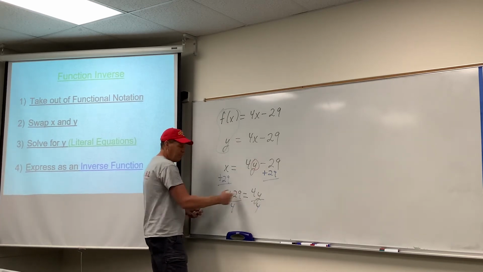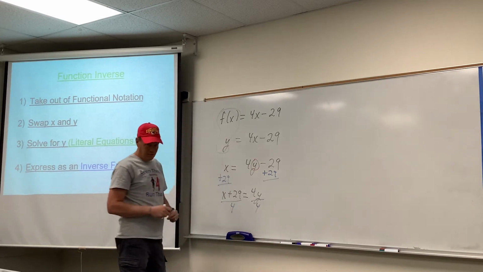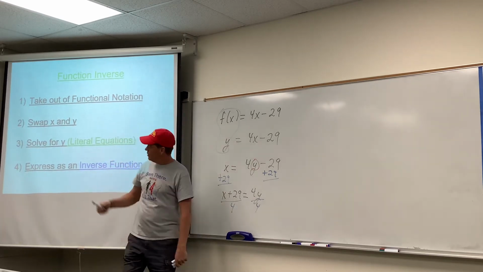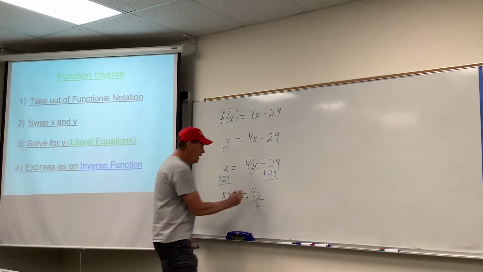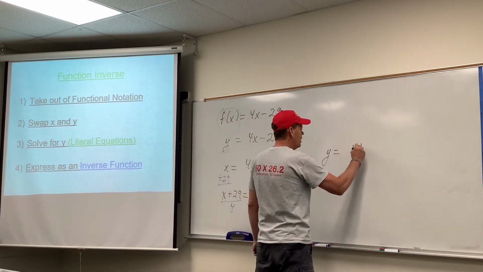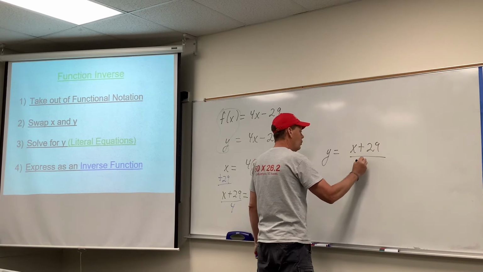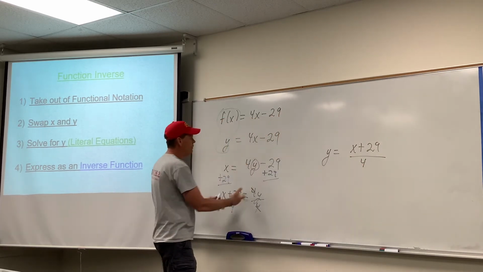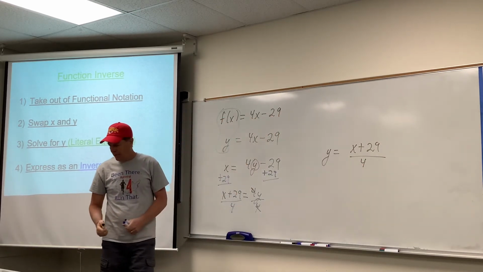And then you get rid of that multiplication with division. Those are called inverse operations. Inverse operations to create an inverse function. And y ends up equaling x plus 29 all over 4. This is assignment 15 where we isolate that particular variable.